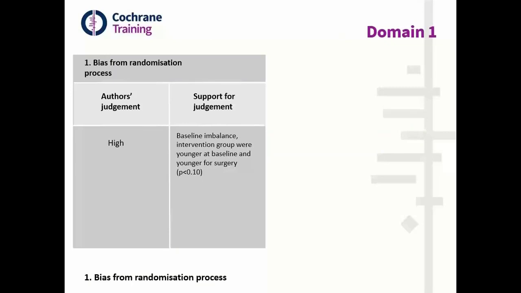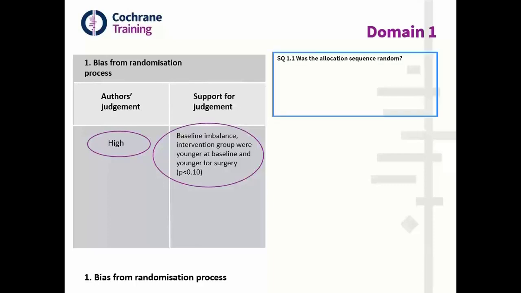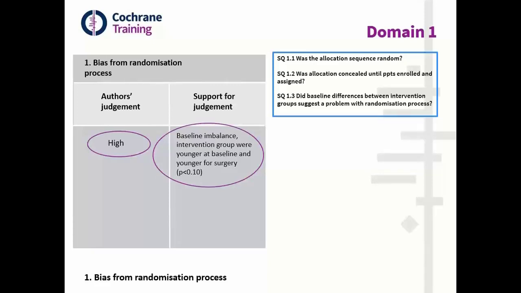So I'm going to go through domain 1 and briefly through the other domains. We often see domain 1 rated as high risk of bias, with the reason stated that there's baseline imbalance with one prognostic variable, for example. But having baseline imbalance for one prognostic variable isn't usually a reason for thinking that there's bias in the randomization process. If we look at the signaling questions, there are 3. Was the sequence random? Was it concealed? And the third question is about baseline imbalance.